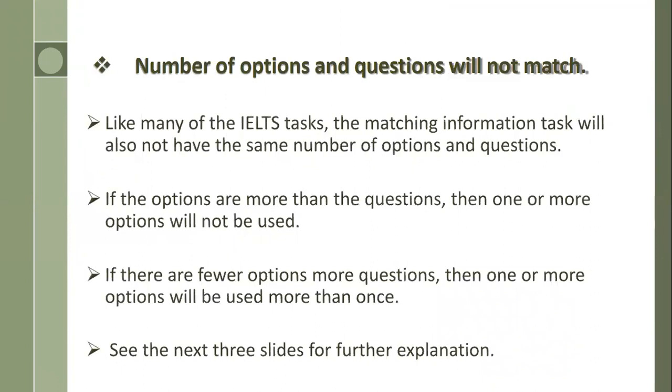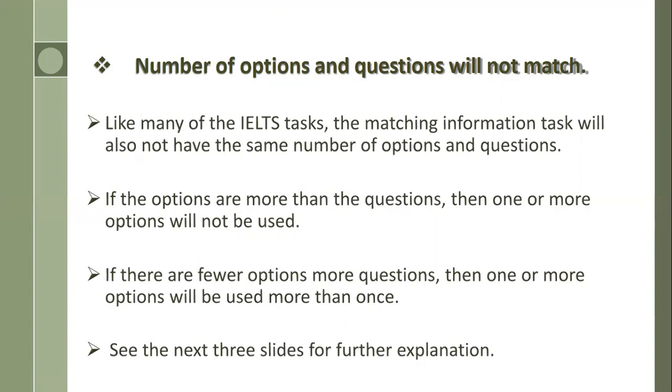Like many of the IELTS tasks, the matching information tasks will also not have the same number of options and questions. The numbers will be less, clear? I mean, the questions will be fewer and the number of options will be more, as I mentioned earlier. If the options are more than questions, then one or more options will not be used. If there are fewer options and more questions, then one or more options will be used more than once.